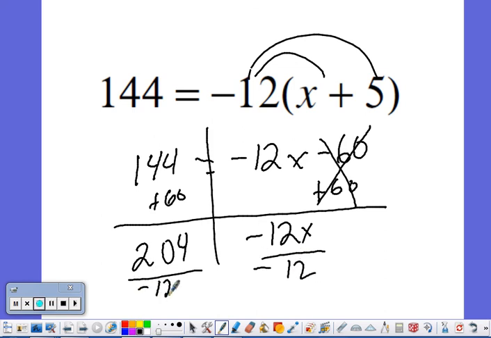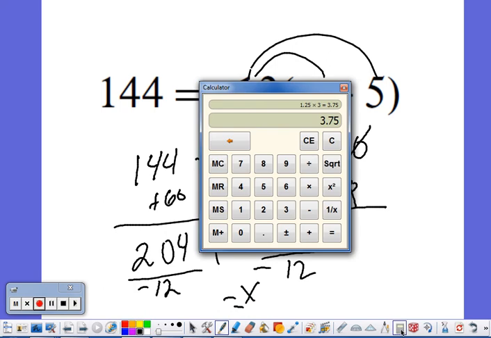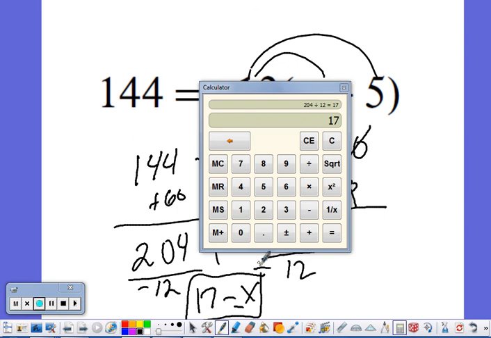Divide both sides by negative 12. I get x is equal to, use your calculator, check your work. You know that a positive divided by a negative is going to be a negative. So 204 divided by 12 is equal to 17. So x is equal to 17.